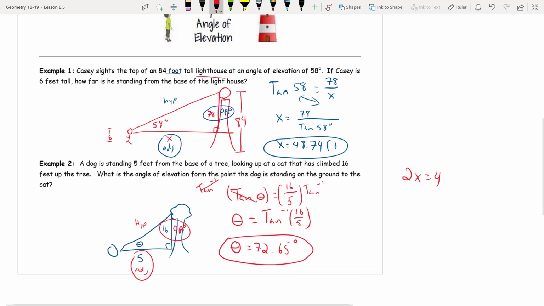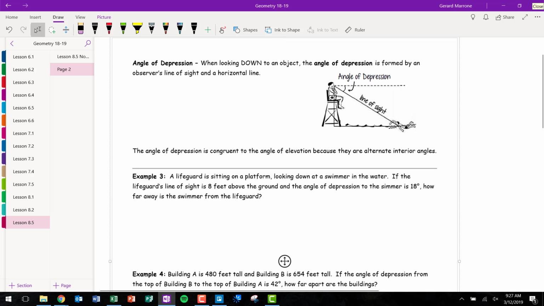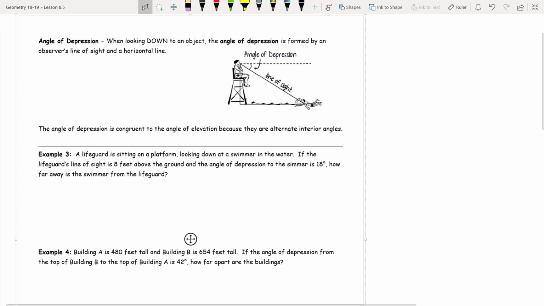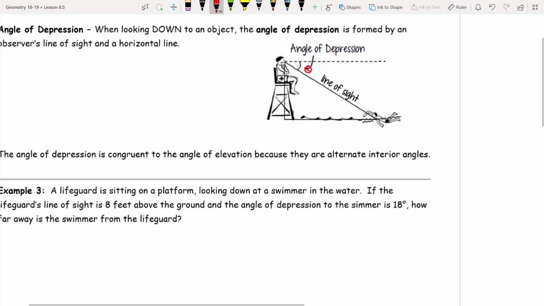So let's take a look now at our other type, which is the angle of depression. These are a little bit more difficult because of the way it's set up. So the angle of depression is if I'm looking out on the horizon and I look down, that's where the angle is. So if you're looking in this picture, notice where the angle is. It's not inside of our triangle, it's outside of it.